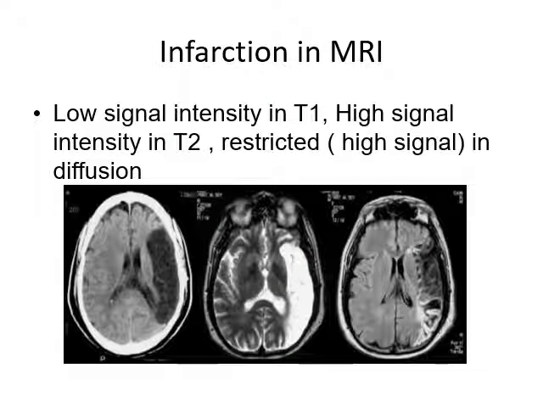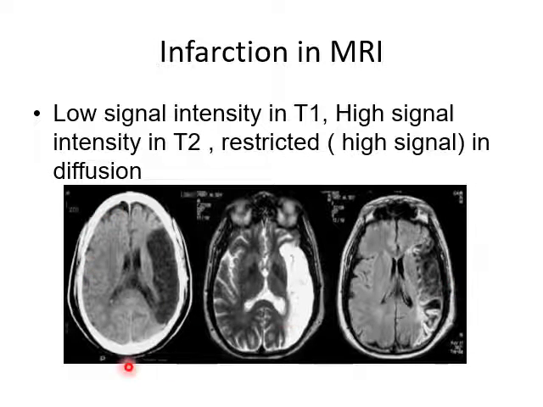How to identify the infarction in the MRI? We look at the T1, T2, FLAIR, and diffusion. Is this a CT or MRI? This is a CT because this is the bone, and this is the MRI. Do you see the difference?